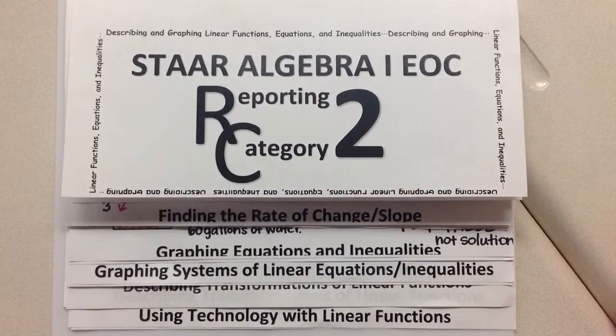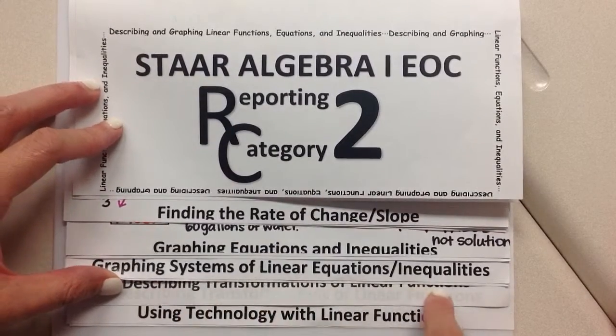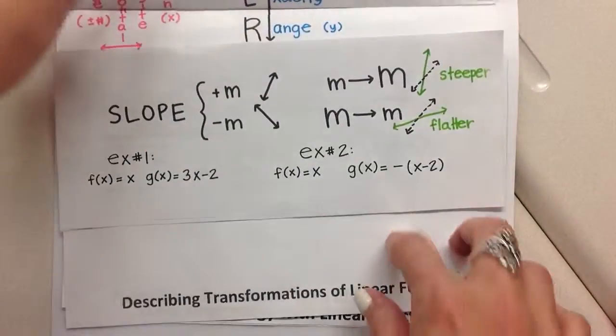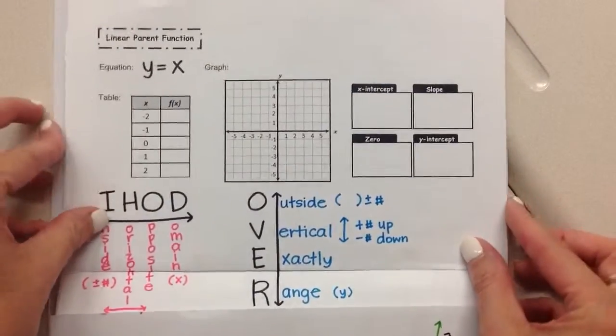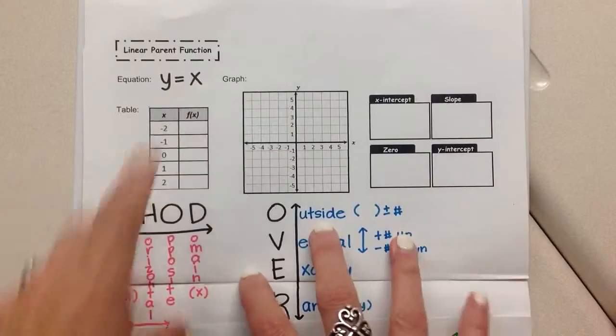Okay, in this lesson video for reporting category 2, we're going to talk about describing transformations of linear functions. So we're going to flip open to this page. And we're going to start off by talking about the linear parent function. And that equation is y equals x.